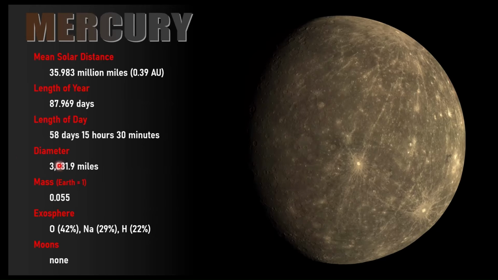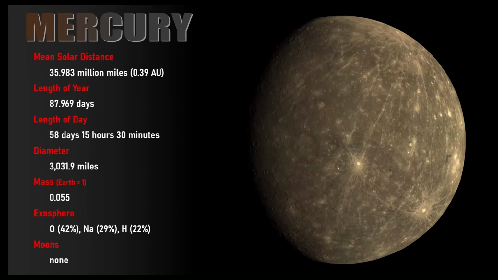A little bit bigger than the moon, about 3,000 miles. Tiny fraction of the Earth's mass, about 5.5% of Earth's mass. It does have an atmosphere, really more like an exosphere. It'll temporarily capture gases from the sun, like oxygen, sodium, and hydrogen, and so on. And it's one of only 2 planets in the solar system that doesn't have a moon of its own.